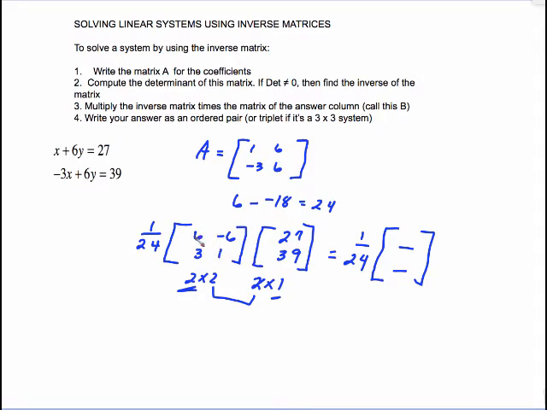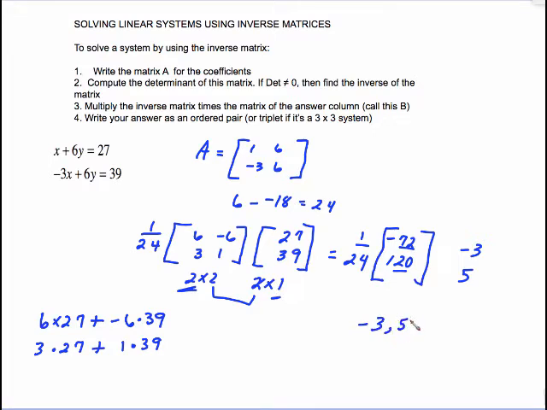If I do this row times this column, I'm looking at 6 times 27 plus -6 times 39, which comes out to be -72. You can use your calculator to verify that. This row times this column, 3 times 27 plus 1 times 39, which is going to give me 120. Now distribute the 1 over 24. So -72 over 24 gives me -3. 120 over 24 gives me 5. That gives me the ordered pair -3, 5 is the solution to my system.